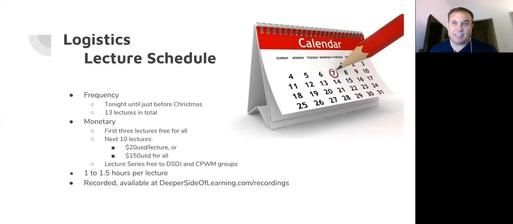For non-DSDJ or the Cost Plus, my coworkers, there will be a fee for the lectures. So we'll have to discuss that. I'm setting it at 20 per lecture, or for all of them 150, but we can talk if that's going to be an issue. The lectures are 1 to 1.5 hours. Last week it was 1.5, and could have gone to 2 hours, 2.5 easy with what I had prepared. So we'll have to monitor that.